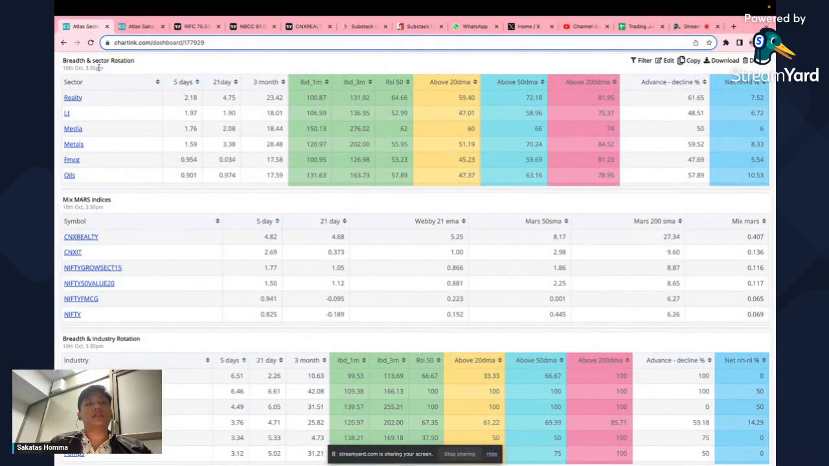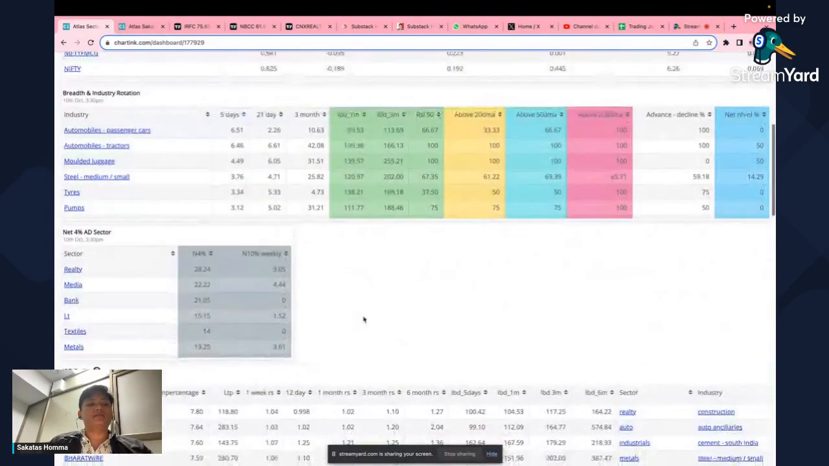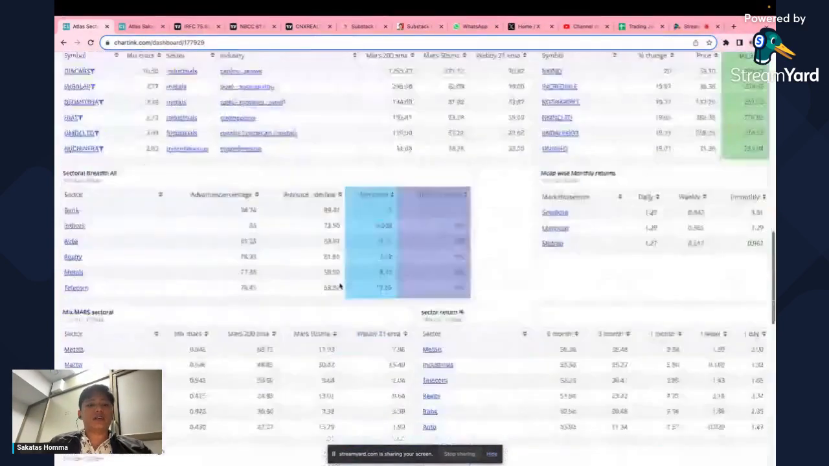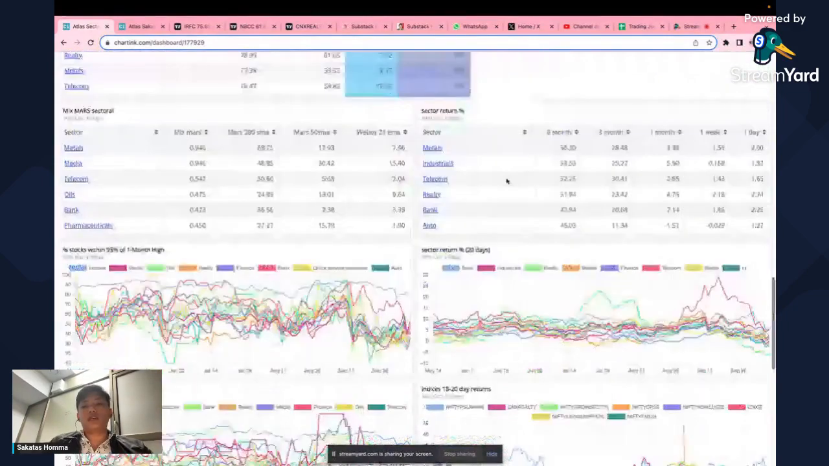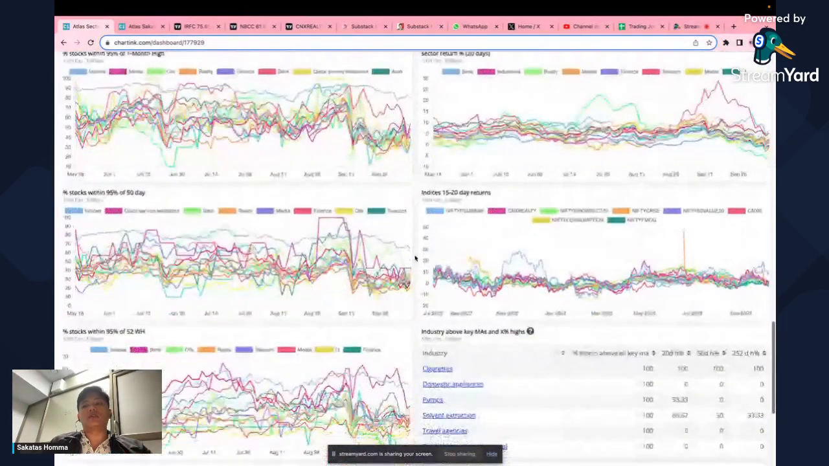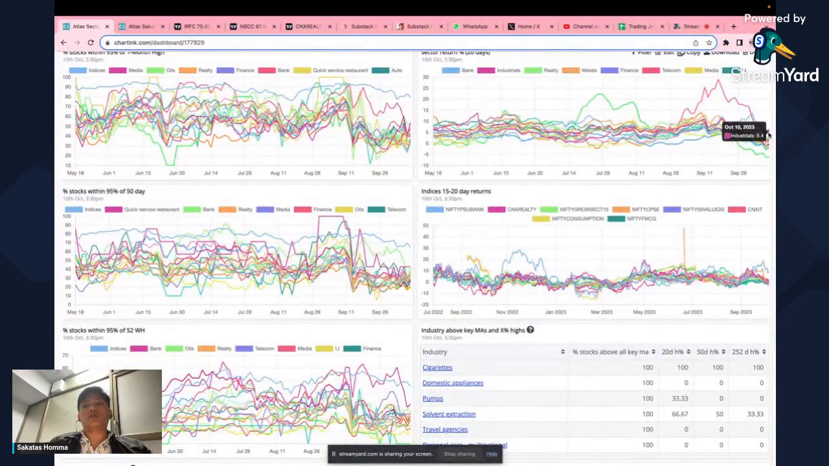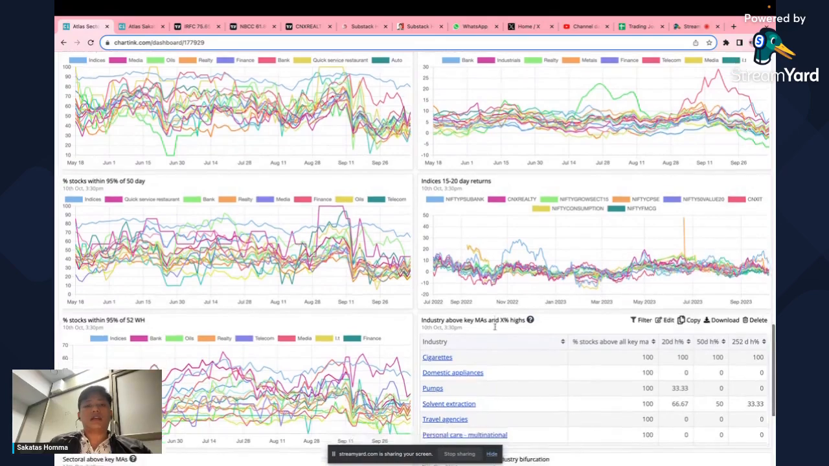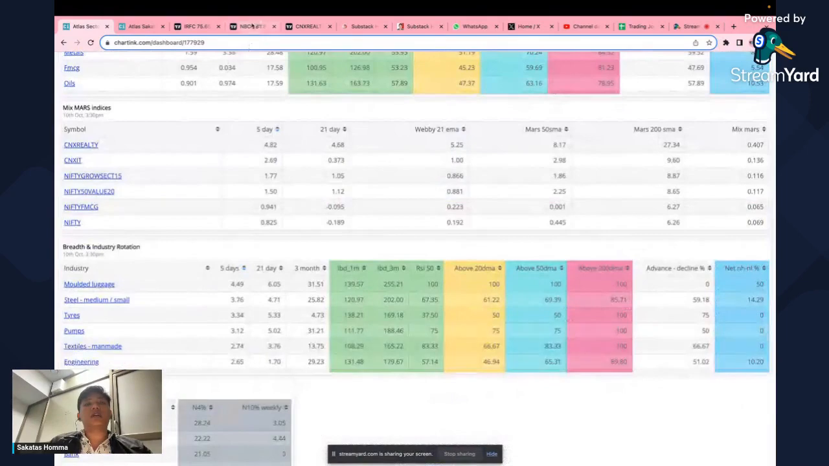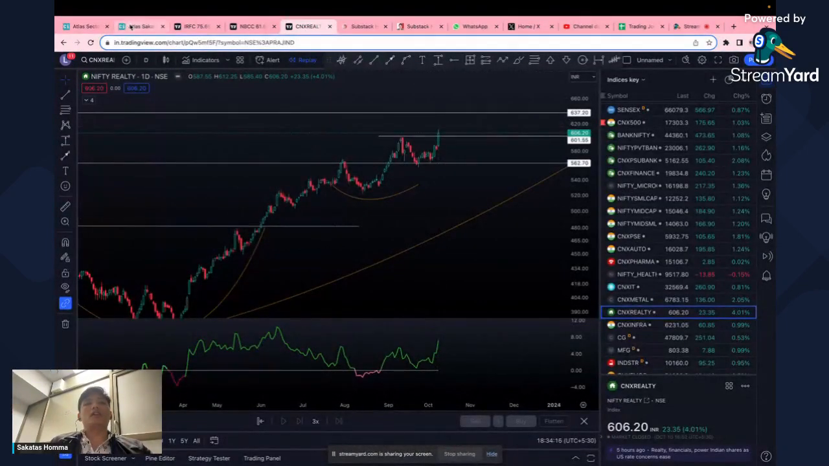If you see breadth and sector rotation in the last 5 days, which is the sector which has given you the most return? It's Realty, 2.8%. Similarly, on an index level, Realty again tops the list. So basically, all in all, one must probably look at Realty as a sector which is trying to come up. Probably here also you will see Realty coming up, and as the relative strength gets higher and higher, it will also be more evident in our relative strength dashboard.